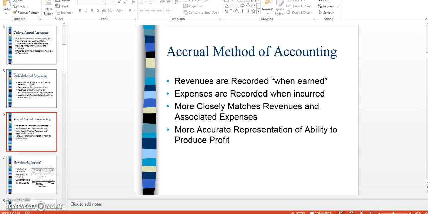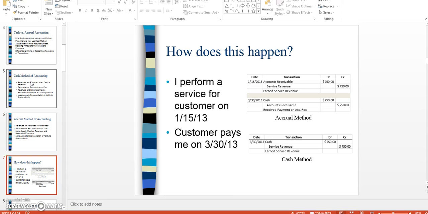So because we're able to record or recognize our revenues and expenses when they're actually encountered in that accrual method of accounting, we're going to do a much better job matching revenues with associated expenses, which in turn is going to give us a more accurate representation of our ability to produce profit.